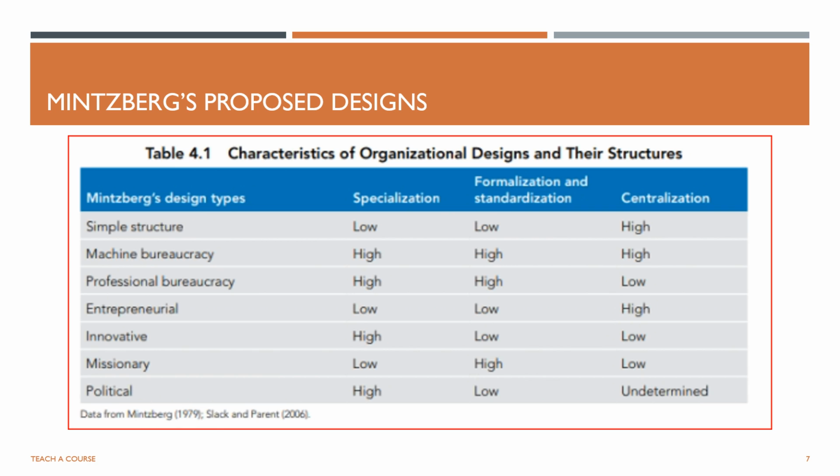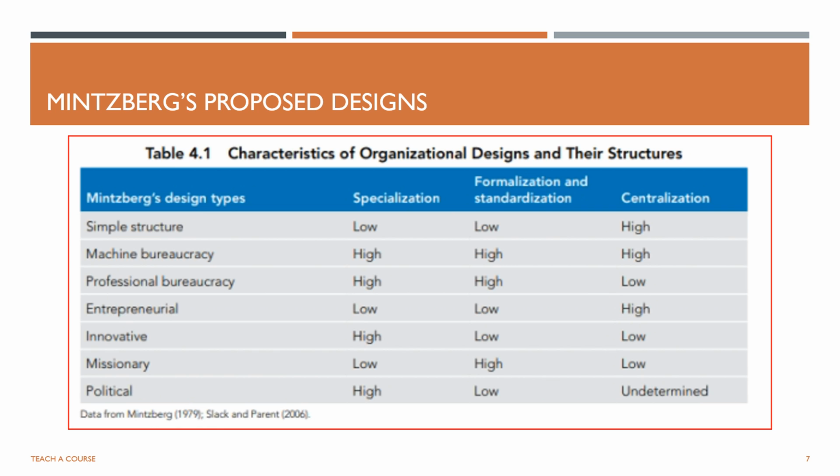Based on the relevance and importance of these five parts of the organization, various designs are proposed. Mintzberg identified several designs, among them the simple structure, the machine bureaucracy, and the professional bureaucracy. Subsequently, new designs have been added to reflect emerging realities for organizations. Among these new designs are entrepreneurial, innovative, missionary, and political designs.